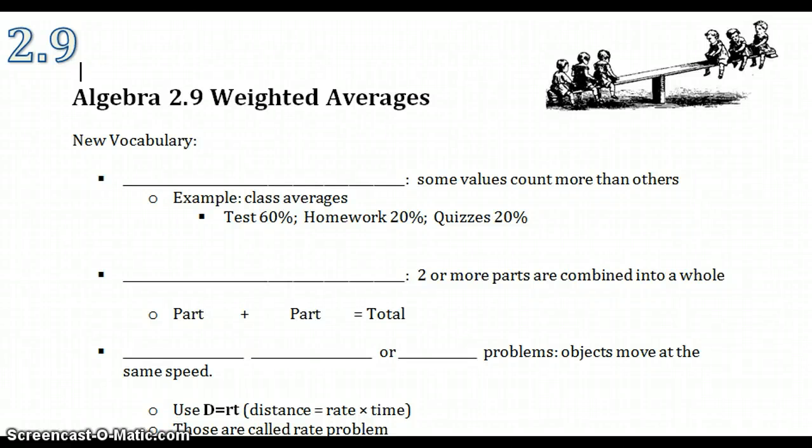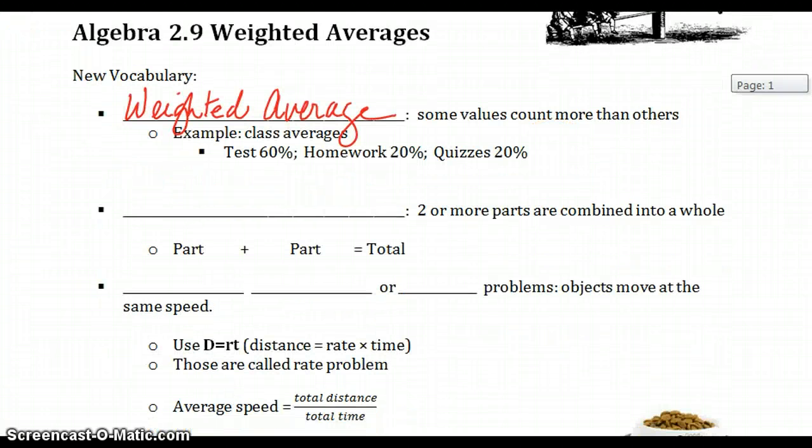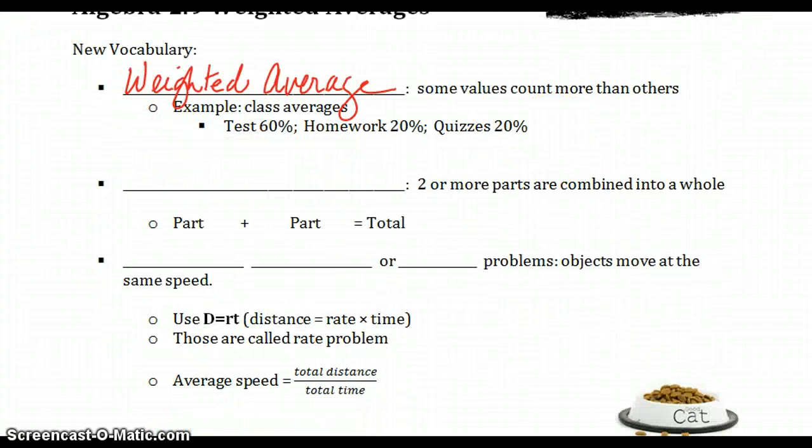Algebra, Chapter 2, Section 9, weighted averages. Just like with our grades, a weighted average is when some values count more than others. I've given the example here, like our class. Tests are 60%, homework is 20%, quizzes are 20%, a total of 100%, and each has its different weight. That's what a weighted average is.